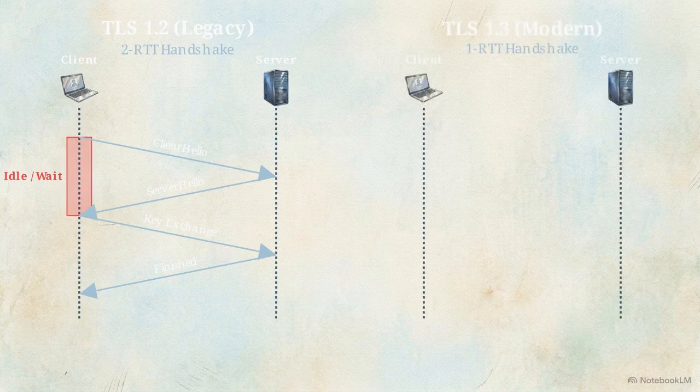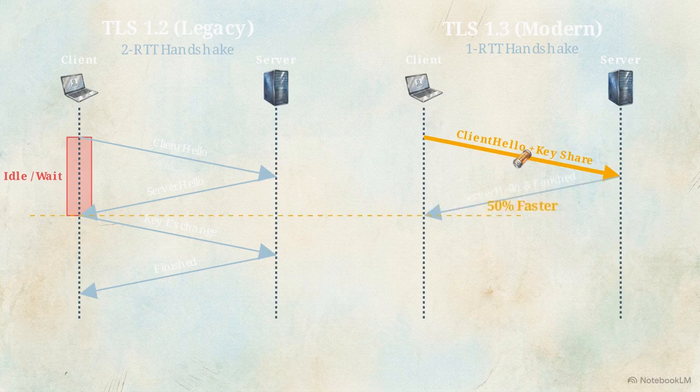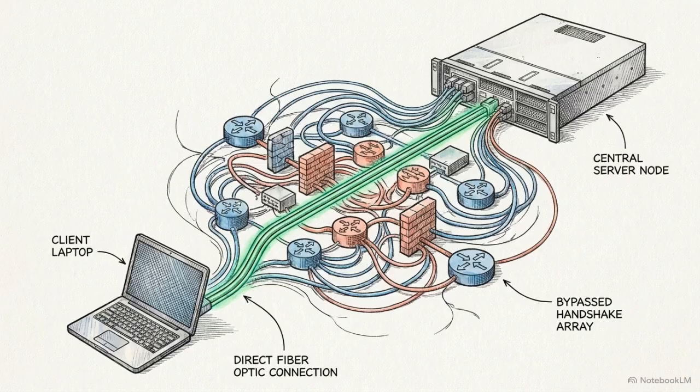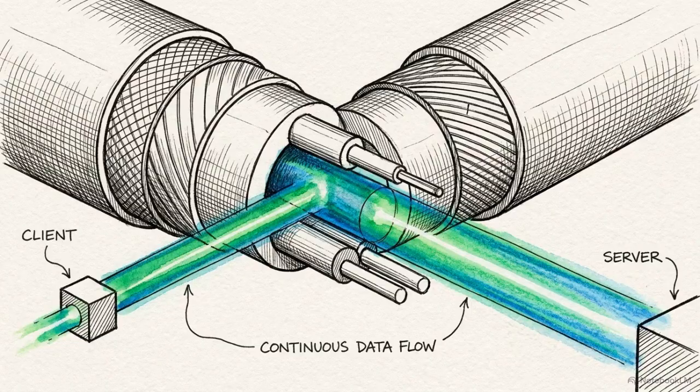The new structure merges the negotiation and key exchange phases into a single round trip, completing the setup in half the time. It achieves this speed because the client now calculates key share guesses and sends them embedded directly inside its initial client hello message. For repeat clients, TLS 1.3 pushes this optimization even further with zero round-trip resumption, allowing clients to send encrypted data immediately without waiting for a new handshake.